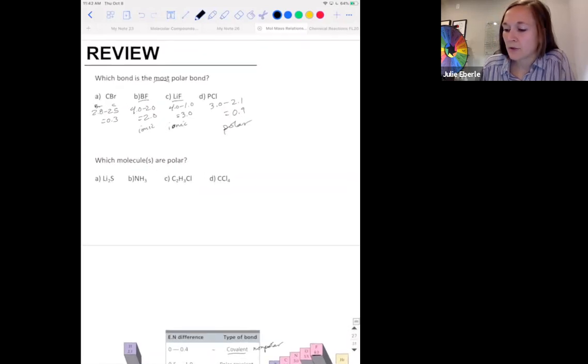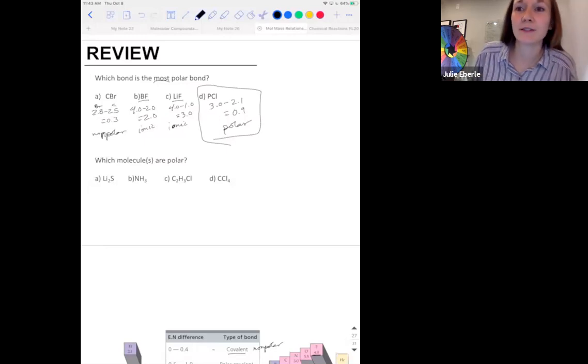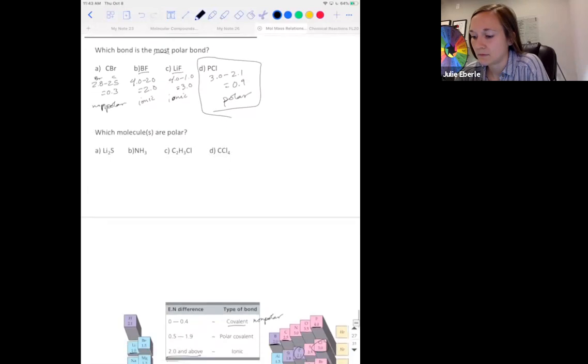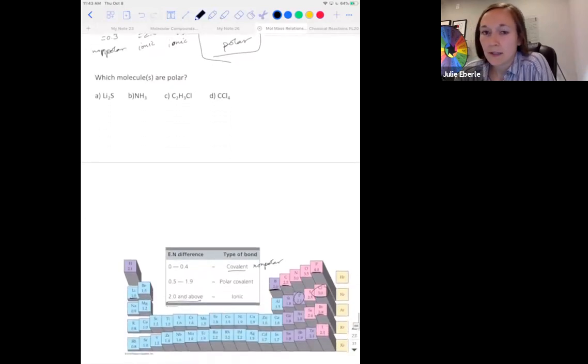Now, I'm sure some of you are thinking, well, you said the most polar, okay? If I ask this on an exam, I would definitely clarify. Because this one is nonpolar, and we have 2 ionic. We only have 1 that is polar, so I would want you to choose PCl. It's the only one that's polar, so that one's the most polar. Okay, so that's polar bonds, and that's just an example of how you calculate bond polarity.